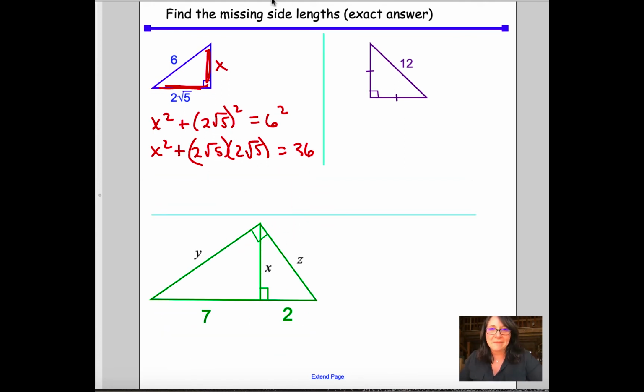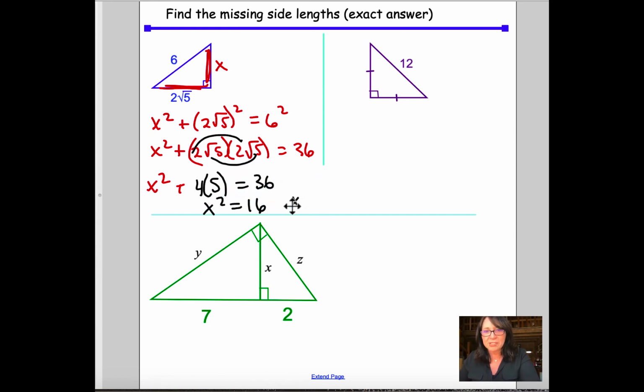Anyway, so we have x squared plus 2 root 5 times 2 root 5 is equal to 36. Numbers get multiplied with numbers. So this 2 multiplies with this 2, so you've got 2 times 2, which is 4. And then root 5 times root 5 is 5. So 4 times 5 is 20. So equals 36. If I subtract 20 from both sides, I get x squared is equal to 16, which means x equals 4.